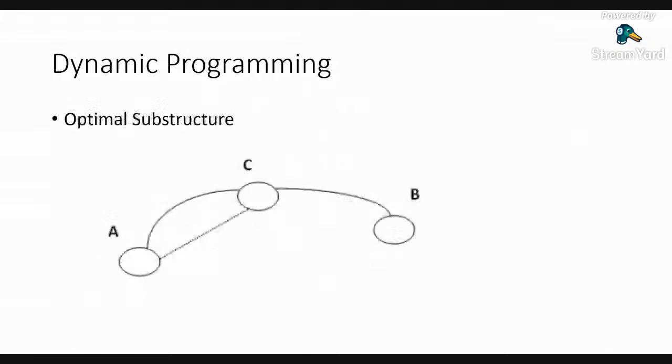And the second characteristic was optimal substructure. So basically, if we are claiming that the path from A to B is the shortest path in the graph, and C is some intermediate vertex on this graph, then the subproblems or substructure of this problem, like A to C and C to B, should be the optimal substructure. Okay.